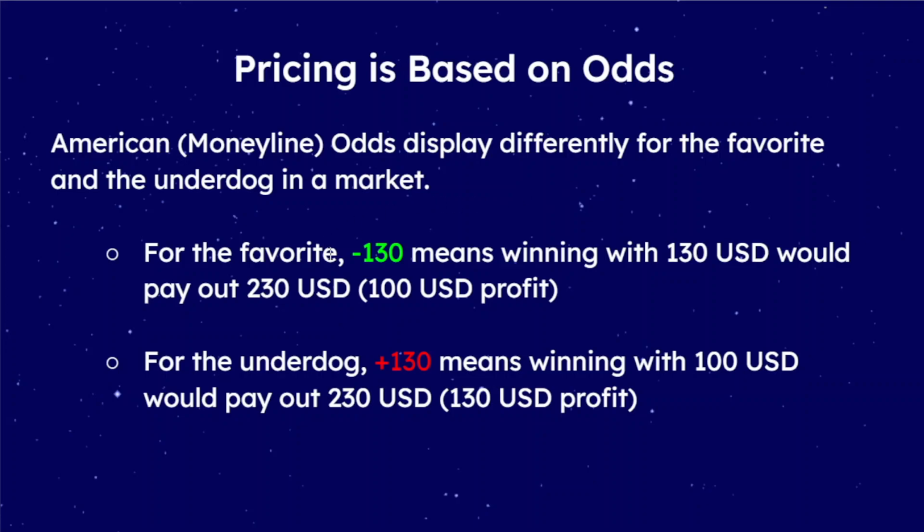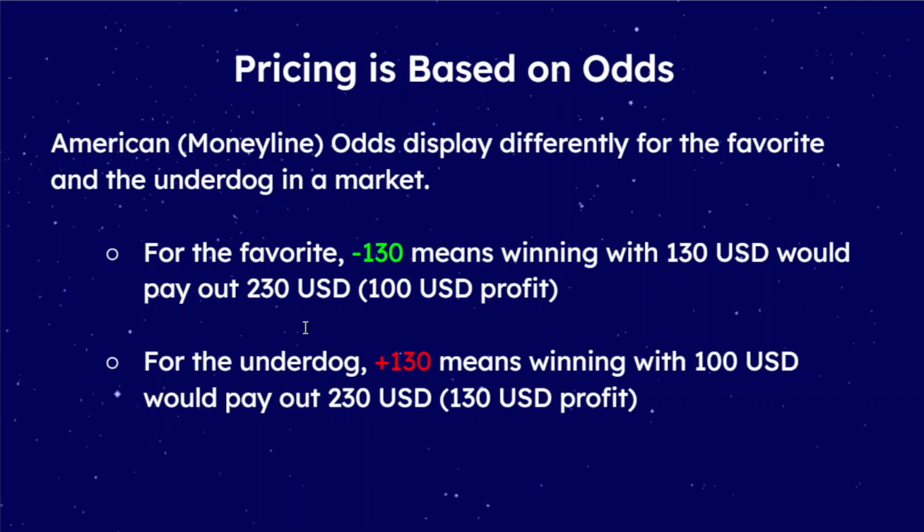So for example, if the price for a favorite is negative 130, and green always displays the favorite with a minus sign in front of it, so if you put $130 into a position and you won, you would receive $230. So that's 100 USD profit. So it's always showing you what you would need to pay to make $100 profit.